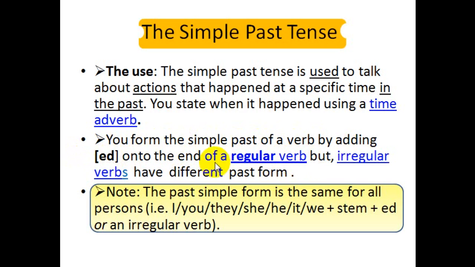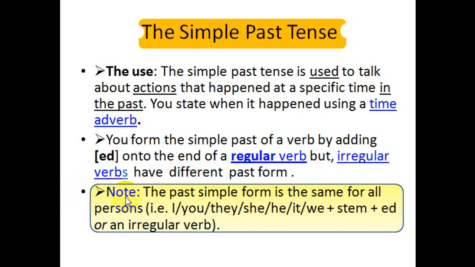So the verbs that follow this rule, الأفعال اللي تتبع هذه القاعدة, stem plus ed to form the simple past, هذو نسميهم أفعال نظامية, regular verbs, يعني يتبعوا القاعدة يتبعوا النظام. But irregular verbs, يعني أفعال غير نظامية أفعال شاذة, تشذ على هذه القاعدة, ما تتبعش هذه القاعدة, لذلك نسميهم irregular verbs. So these irregular verbs have different simple past forms.